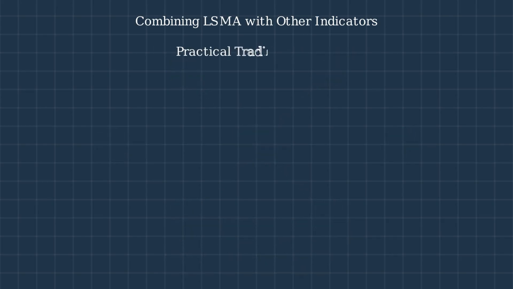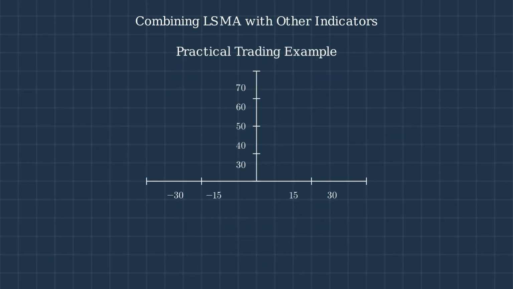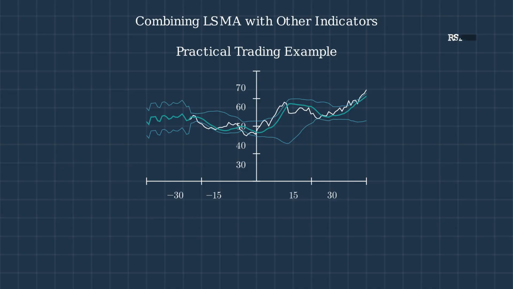Let's examine a practical trading example that combines LSMA with RSI and Bollinger Bands. The price action shows several potential opportunities, but using multiple indicators helps identify the most reliable signals. First, we add the LSMA to identify the underlying trend direction. Next, we add Bollinger Bands to show market volatility and potential breakout points. Finally, we check the RSI value to confirm momentum is aligned with our trend analysis.